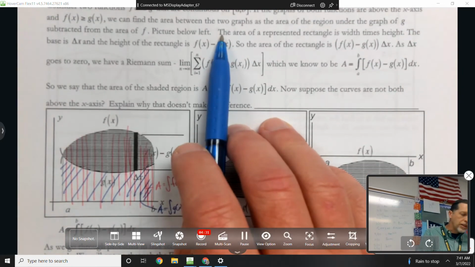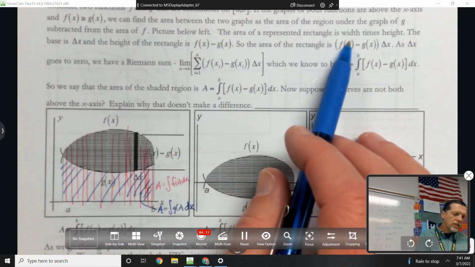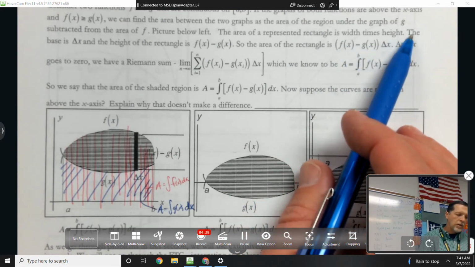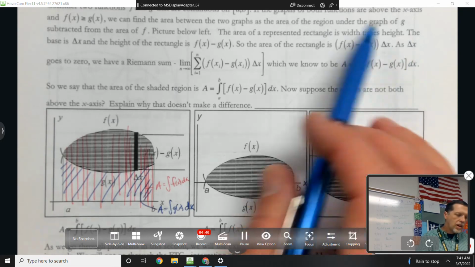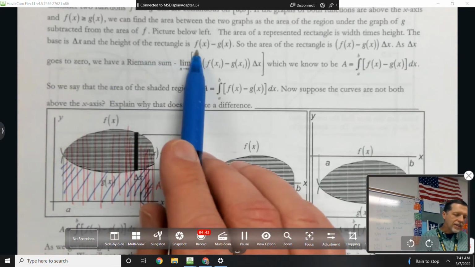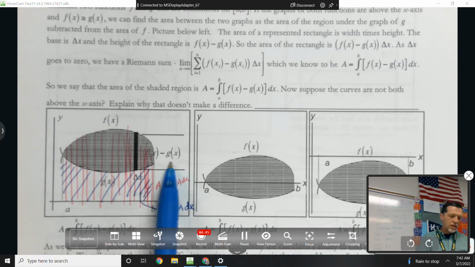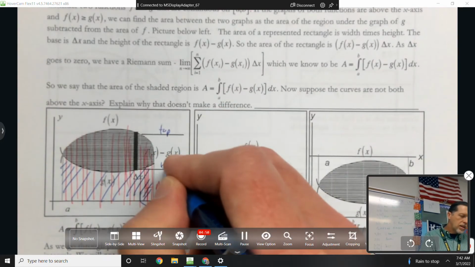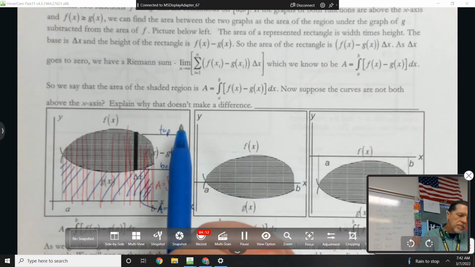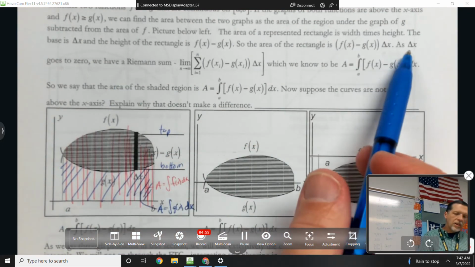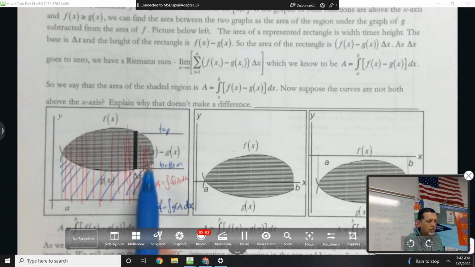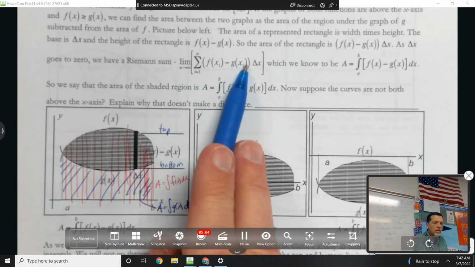Back to reading the notes here. The area of a represented rectangle is width times height. All right, so this is sort of back to explaining how to do area. We're not really worried about this. The base is delta x. The height of each rectangle is f minus g. F minus g, top minus bottom. And as delta x goes to 0, so as we shrink the width of the rectangle, our estimate gets better. This is a Riemann sum.